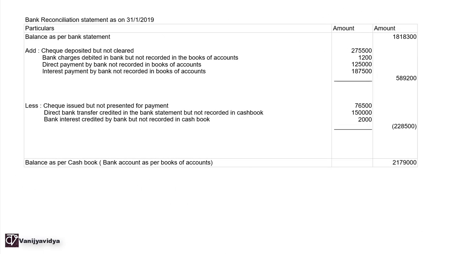One more way of preparing a bank reconciliation statement wherein we have started with balance as per bank statement and we are finding out balance as per cash book, or we can say balance as per bank account in our books of accounts. So this was all about an example on bank reconciliation statement wherein we are given a cash book and a bank statement and we had to prepare a bank reconciliation statement.